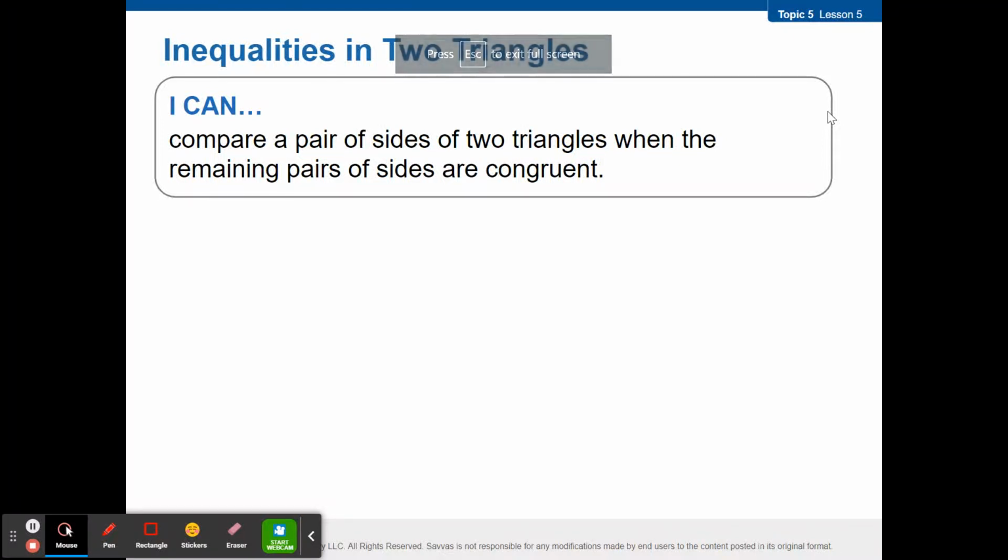Okay, so today we're going to discuss inequalities in two triangles. Now this lesson is shortened, so you should have plenty of time to get your homework done tonight as well. All right, so here is your I can statement: compare a pair of sides of two triangles when the remaining pairs of sides are congruent.